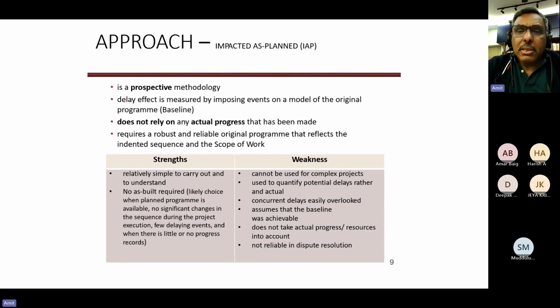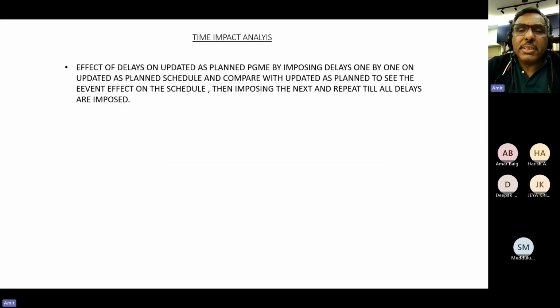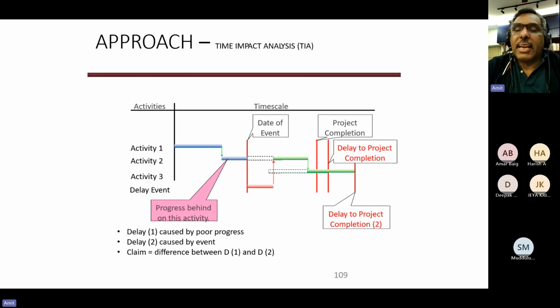Prospective methodology. The second prospective methodology is similar, which is called time impact analysis. In time impact analysis, you basically break a project into windows. Windows may be every month, every quarter, milestone to milestone. Again, same methodology. You put that event there, you anticipate the impact of that event.